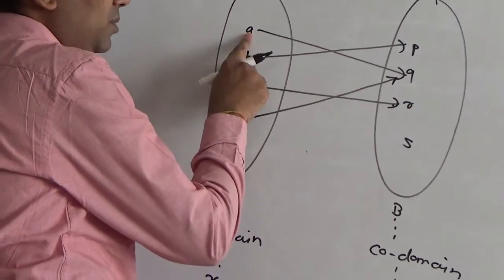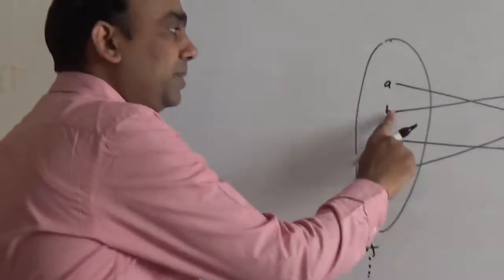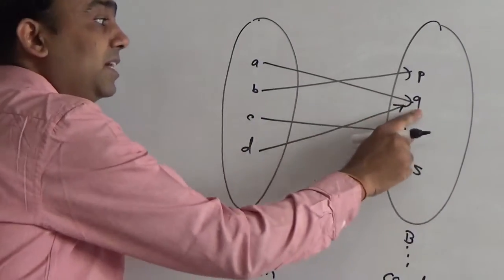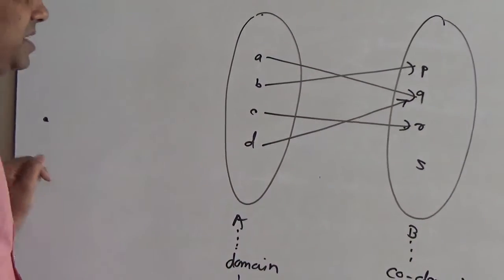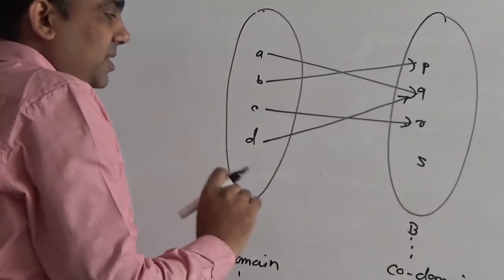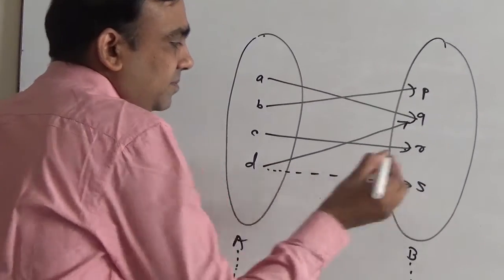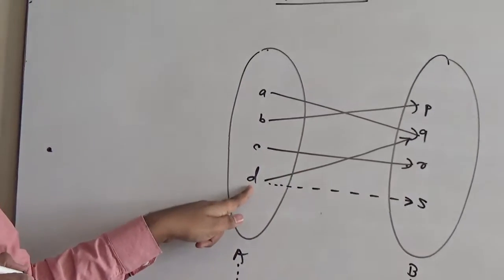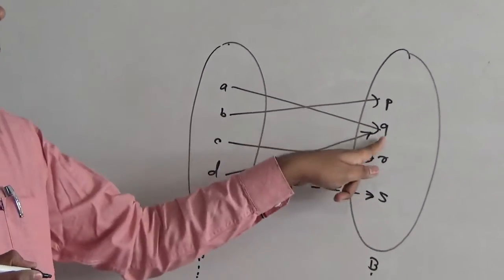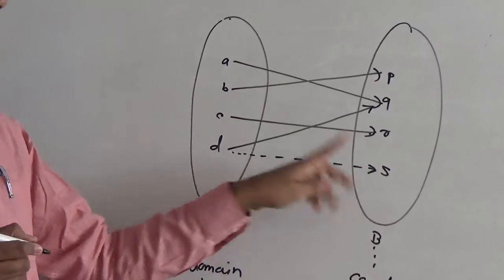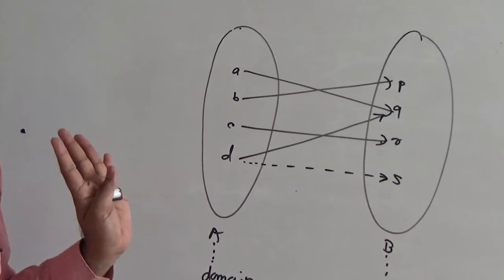See, A is only related with Q. B is only related with P, C is only related to R and D is only related to Q. There is a restriction here. What is that restriction? Suppose I draw a dotted line here. This dotted line shows that D is not only related with Q but also related with S. Then this may be a relation, only a relation, not a function.